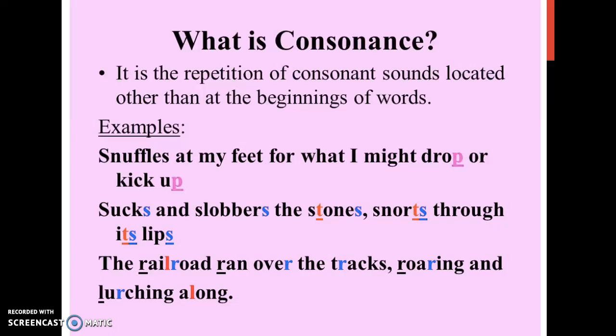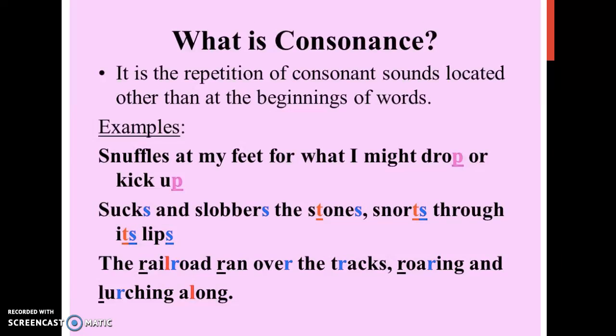What is consonance? It is a repetition of consonant sounds located other than at the beginning of words. Our English alphabet is made up of how many vowels? That's right, 5 vowels: A, E, I, O, and U. All of the other letters in the alphabet are called consonants. So again, consonance is the repetition of consonant sounds located other than at the beginning of words.